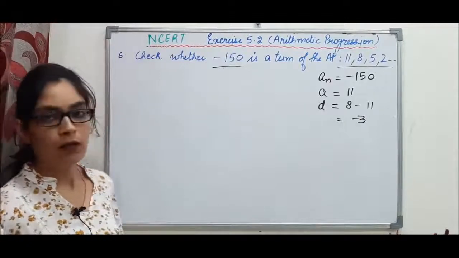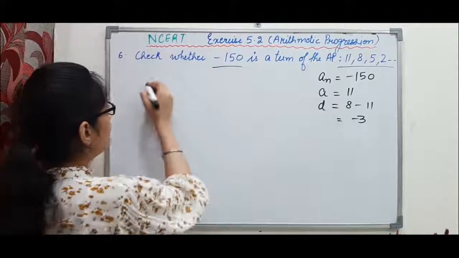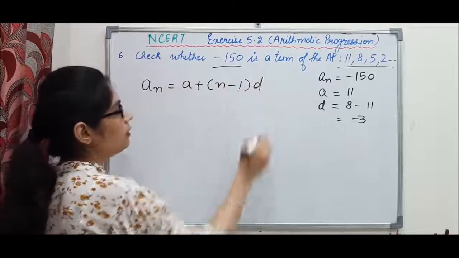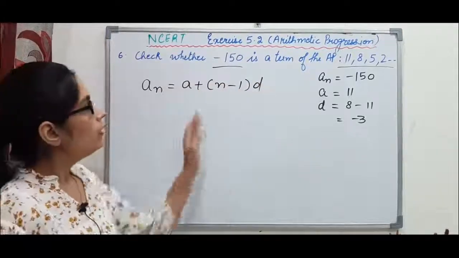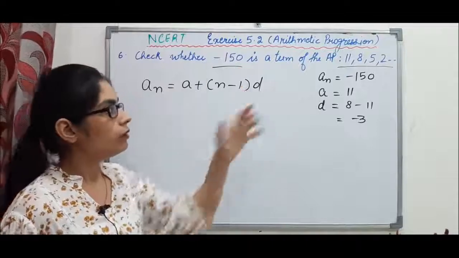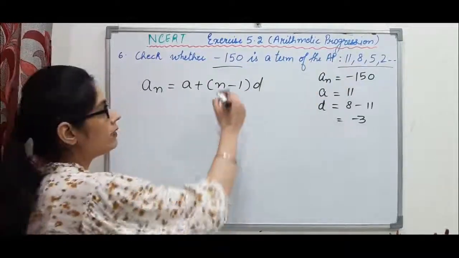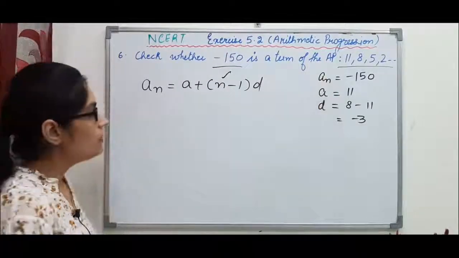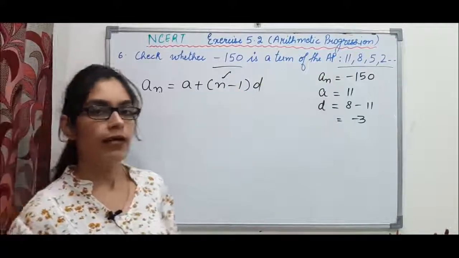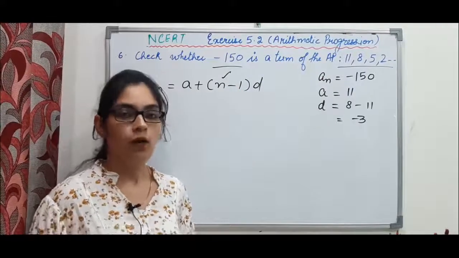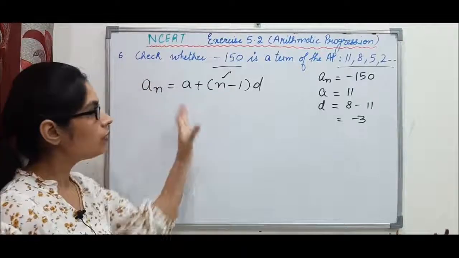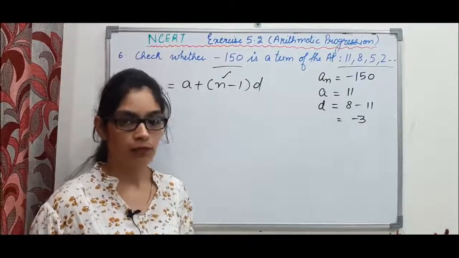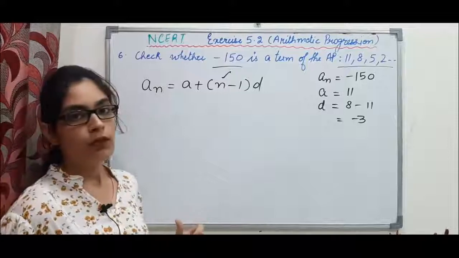We have an, we have a also, and we have d also. Now let's apply the formula. An is equals to a plus n minus 1 into d. So why am I using this formula now? See, in order to check whether this term belongs to this AP, we can find the value of n, because I have all other things, I have an, a and d. So I can find the value of n. If n comes in the form of a whole number or natural number, then that means this term belongs to this sequence. But if I get n in the form of decimals or fractions, then it will not belong to this.